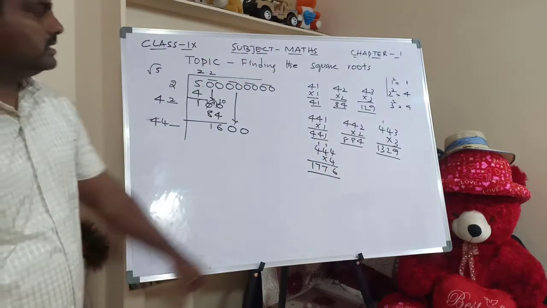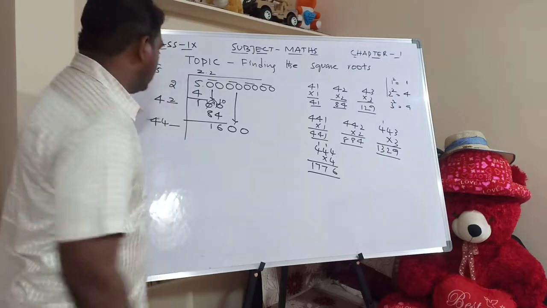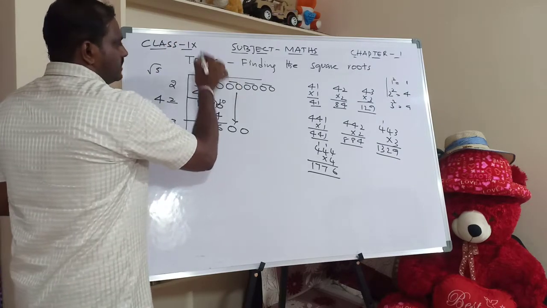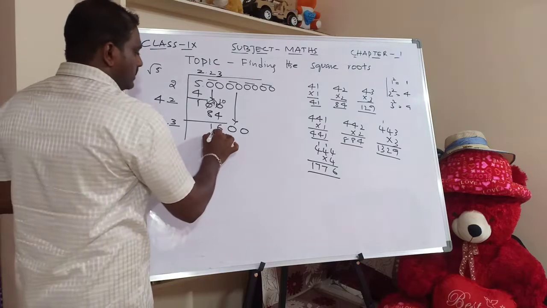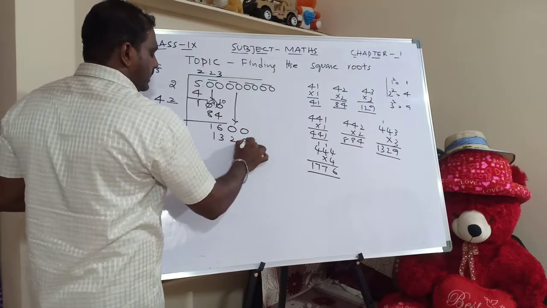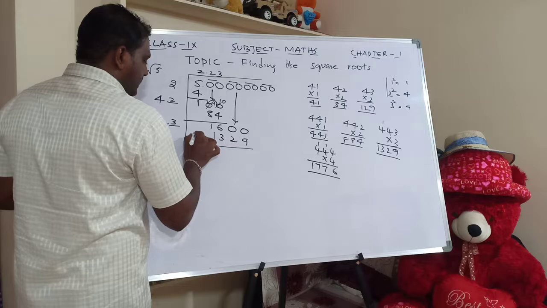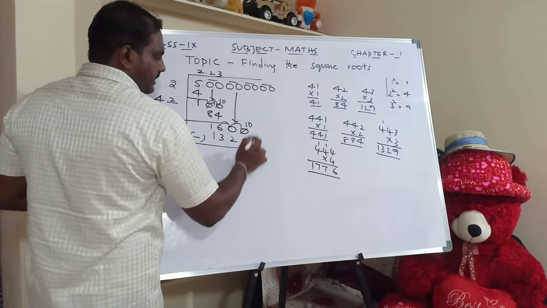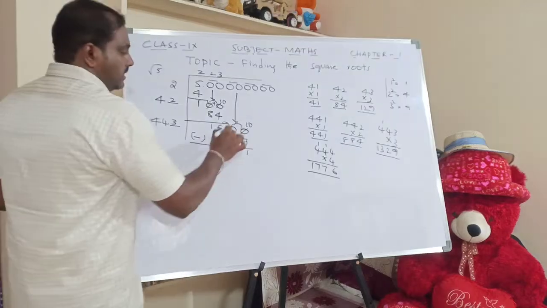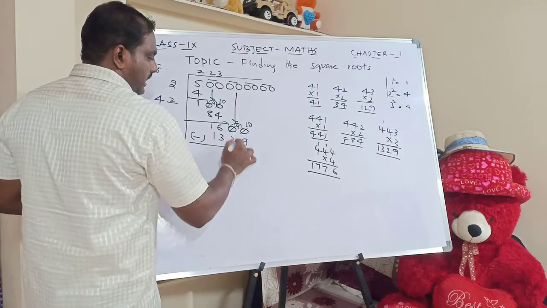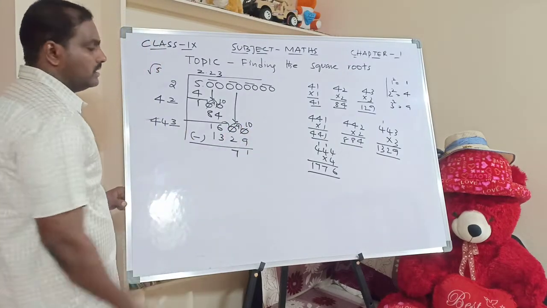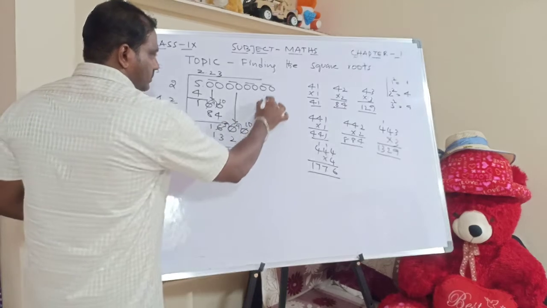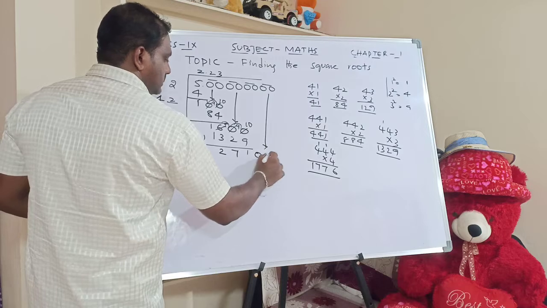Now which is best? 3. So 443 and here is also 3. Then it is 1329. What will be the next step? You will be borrowing. This will be 10. 10 minus 9, 1 and this will be 9. 9 minus 2, 7 and this will be 5. 5 minus 3, 2. Then next 0 0.